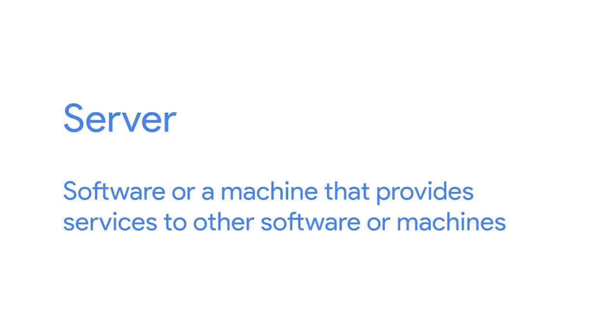A server is essentially software or a machine that provides services to other software or machines. For example, a web server stores and serves content to clients through the internet. You can access the web server through a domain name like google.com. We'll dive deeper into web servers in a later course. Right now, let's run down some other examples of servers. An email server provides email services to other machines, and an SSH server provides SSH services to other machines, and so on and so forth.